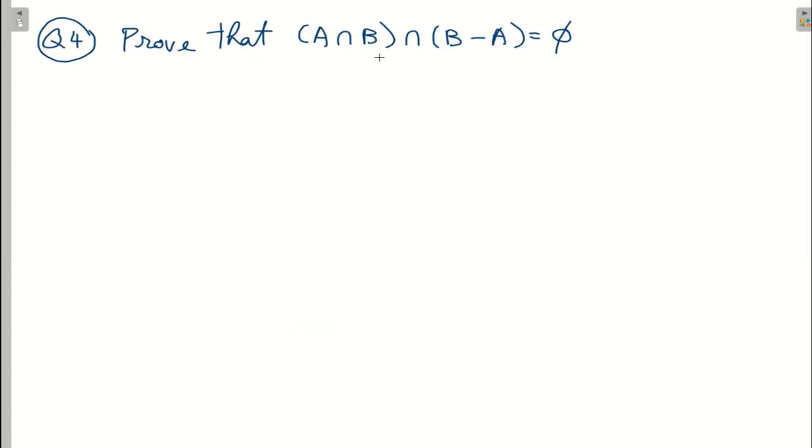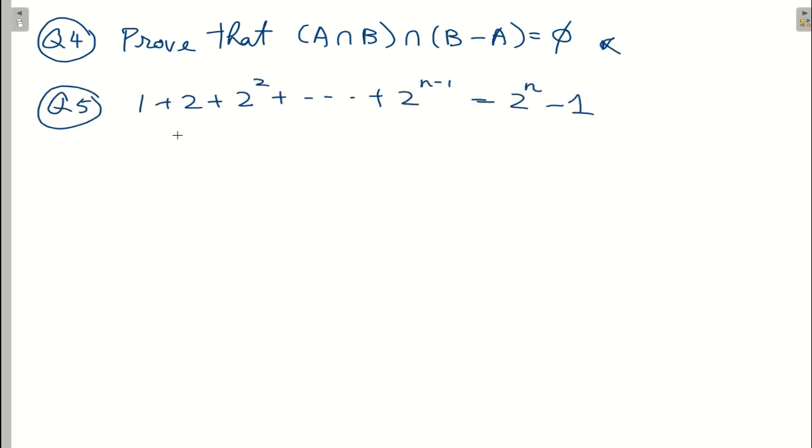So I think this is all for today's lesson. I will give you some examples. Let's see if you can do them by yourself. One of the examples is proof by contradiction: you want to prove that A intersect (B minus A) is an empty set. Another question is that you want to prove 1 plus 2 plus 2 squared plus up to 2 to the n minus 1 is equal to 2 to the n minus 1. And this one you prove by induction.